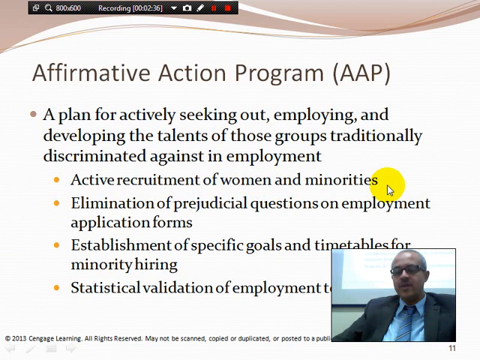Active recruitment of women and minorities, and elimination of prejudicial questions on employment application forms. In some countries, it is against the law to ask what your religion is on a job application, because they don't want the person who interviews you to know your religion from what you wrote. That becomes an issue of prejudice. Also, establishing a specific goal and timetable for minority hiring, and statistical validation of employee testing procedures. So you want to make sure that if you do any tests, you have some sort of valid testing that is fair for everyone.